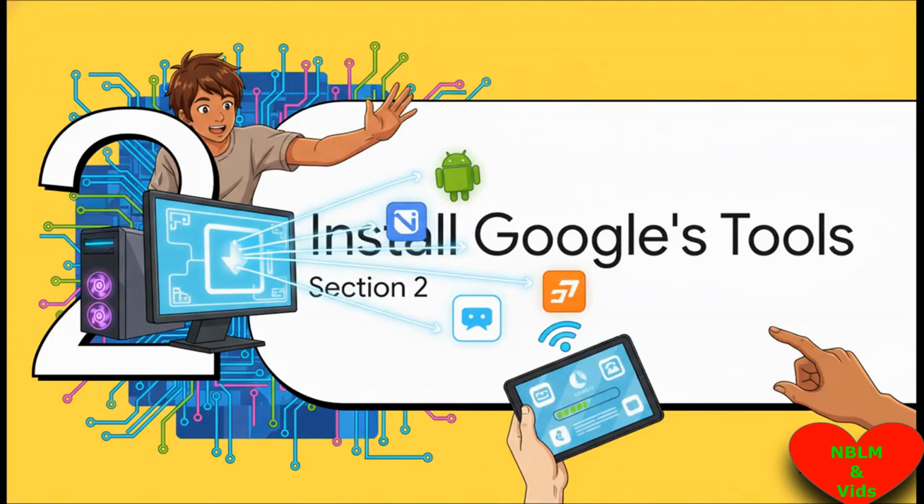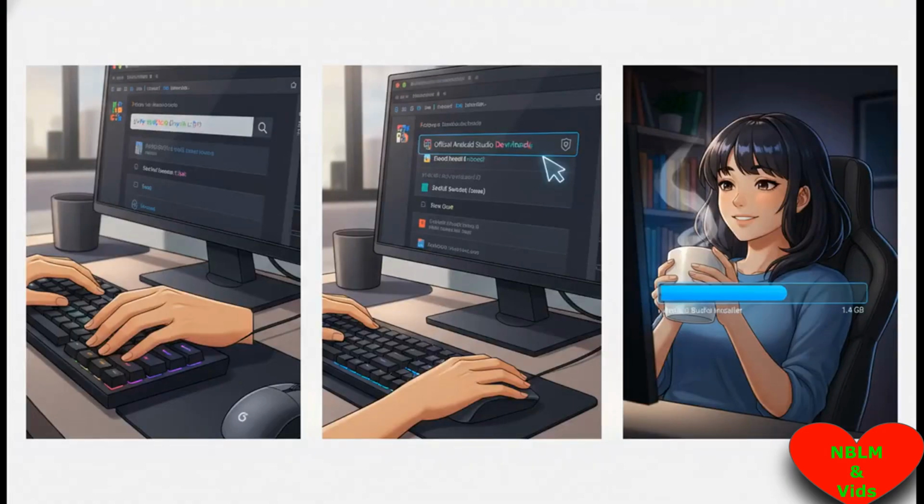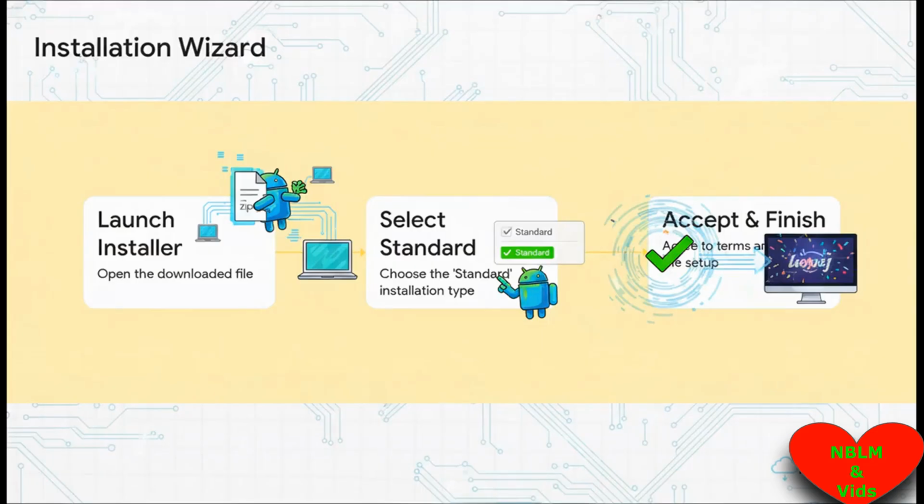All right, our PC is fully prepped and ready to rock. So now it is time to go grab the official software from Google that makes all this magic happen. Okay, just fire up your favorite web browser and search for Android Studio. Make sure you click on the official link from Google's developer website. That's the one you want. The download's about 1.4 gigs, so maybe go grab a coffee while that's doing its thing. Once that's all downloaded, go ahead and run the installer. The whole process is super straightforward, really.